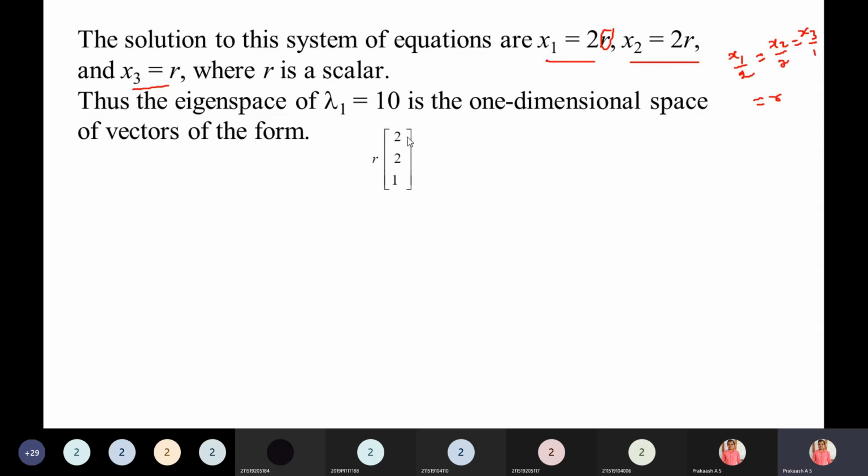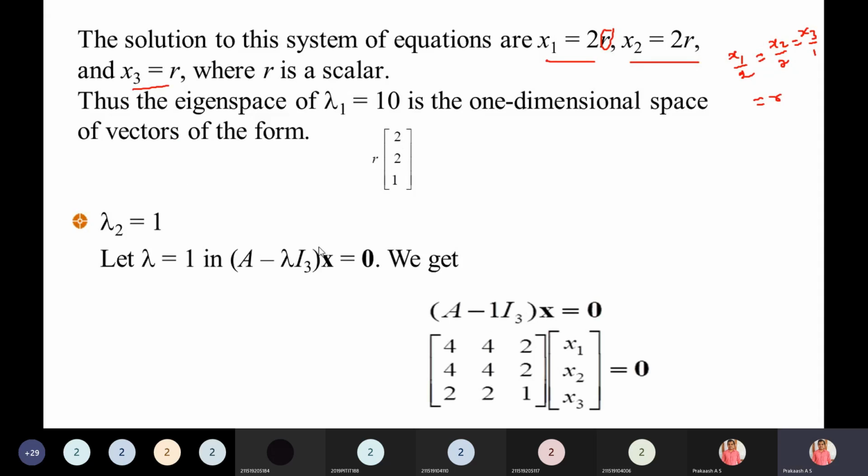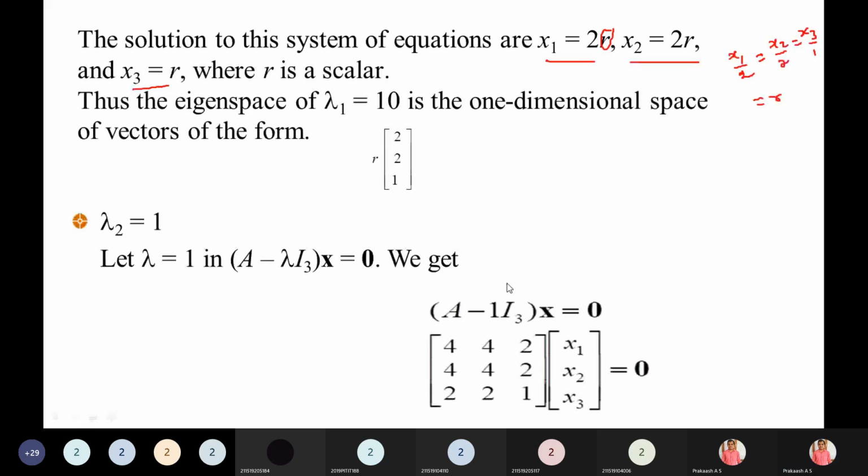The eigenspace is a one dimensional space of vectors of the form 2 2 1. And lambda 2 equal to 1, we get the matrix equation A minus lambda I, so 4 4 2, 4 4 2. Okay, so two equations are same. Because three unknowns, I think the third also same. It is equivalent to a single equation.